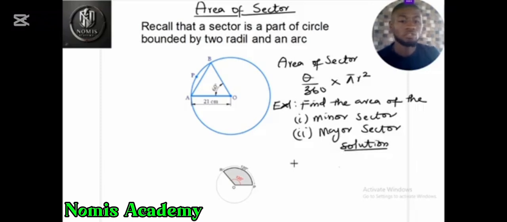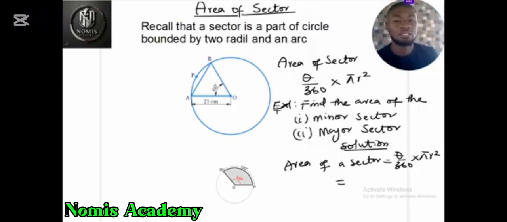The first thing I told you, when you want to solve a question that has a formula, it is important that you note that formula or you mention that formula. So by saying that area of a sector is theta over 360 multiplied by pi r squared. So that will give us, since we are going for the minor sector first, you can see that it is 60 degrees that is subtended. So this is the minor sector, not minding this chord. So this particular part is the minor sector. So the angle subtended is 60 degrees.